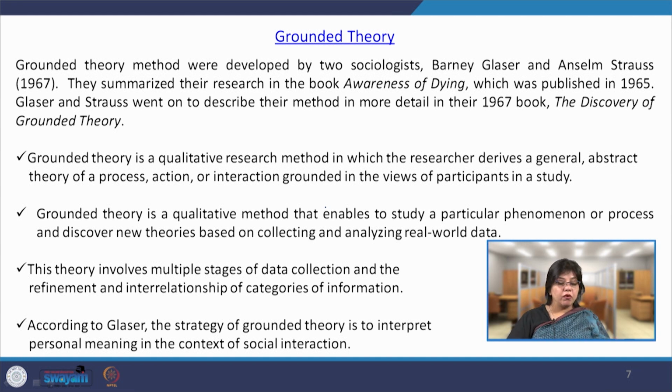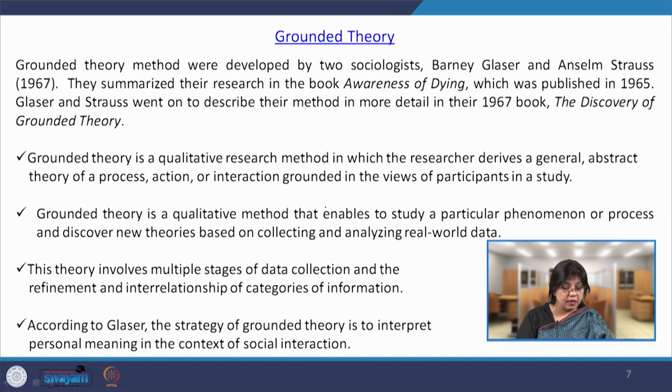So, this theory involves multiple stages of data collection and the refinement and interrelationship of categories of information. So, based on the abstract understanding, when the interaction is being fostered among all the members, every member gives different types of responses. Those responses can be multiple in number, and those multiple responses are categorized or get some thematic flavor, and every response can be coded or categorized based on the themes. That is the base of any grounded theory.